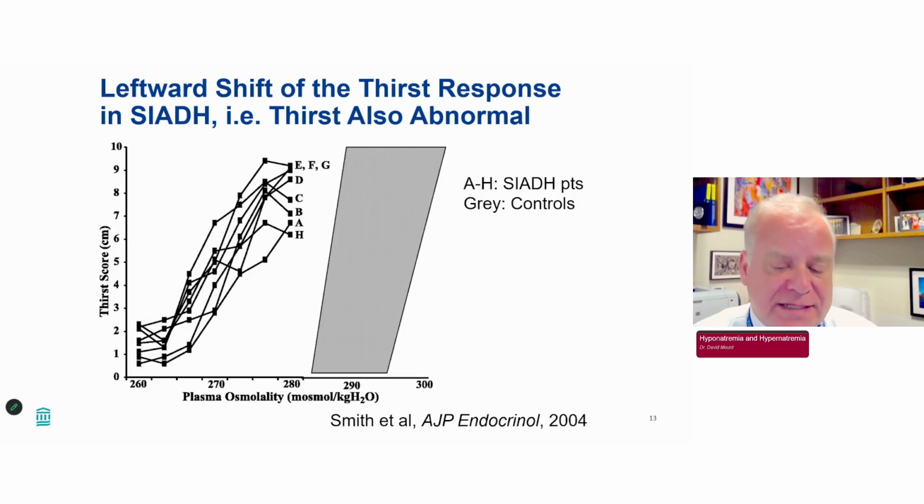A corollary is that in SIADH, this paper doesn't get referenced enough, but it's a very careful study of thirst in SIADH patients. And as you might expect, with SIADH, which is in many patients a central disorder of osmoreceptor neurons, thirst is also shifted to the left.